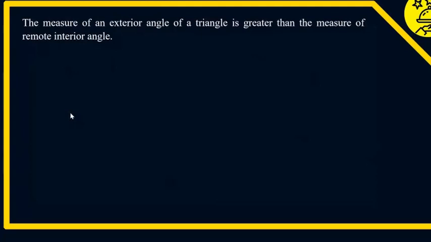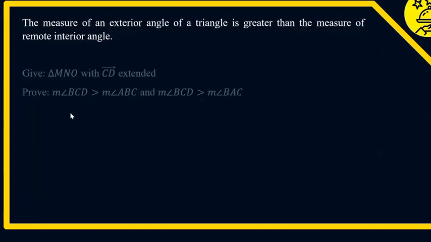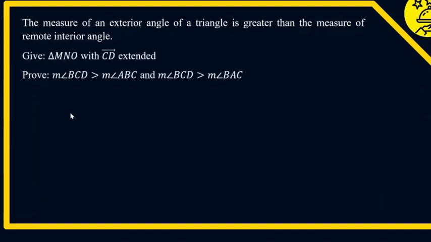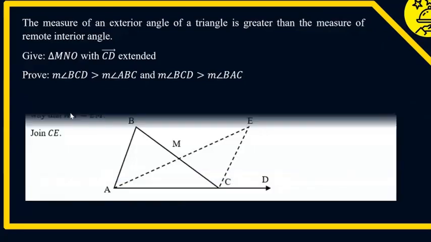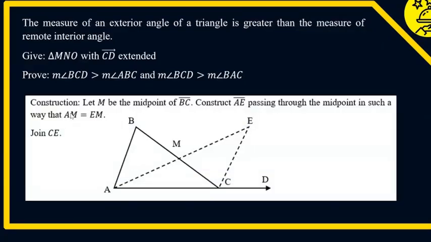The measure of an exterior angle of a triangle is greater than the measure of either remote interior angle. Given the triangle ABC with the ray CD extended, here is the constructed picture of the given triangle with the extended CD. So we have to prove that the measure of angle BCD is greater than the measure of angle ABC, and the measure of angle BCD is greater than the measure of BAC.